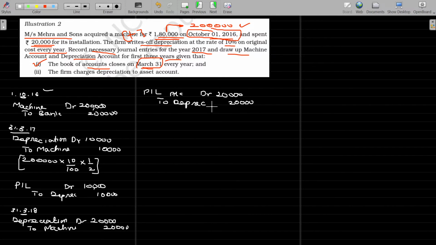One full year. In the first case, it's only for half year, starting from 1st October to this date. Half year only. Now from here to here, 1 full year is there. So we can claim the depreciation for 1 full year.